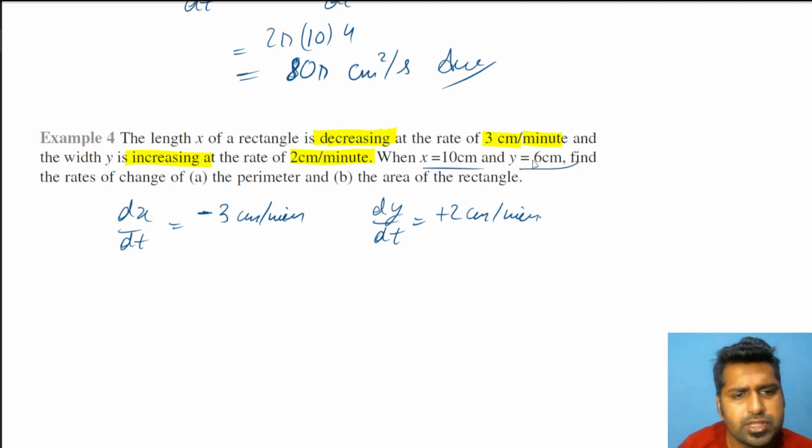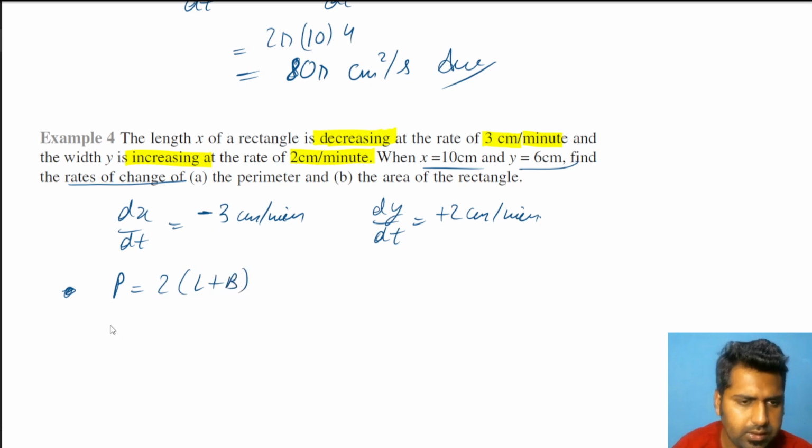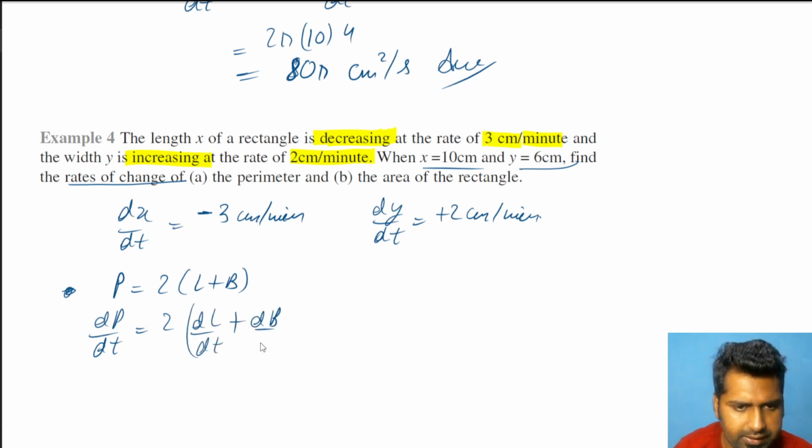He's saying find the rate of change of perimeter. Again, nothing mentioned with respect to what. That means he's asking by default with respect to time. So first of all, let's write down the formula of perimeter. That's 2 bracket L plus B. So dP by dt will be 2 times dL by dt plus dB by dt.